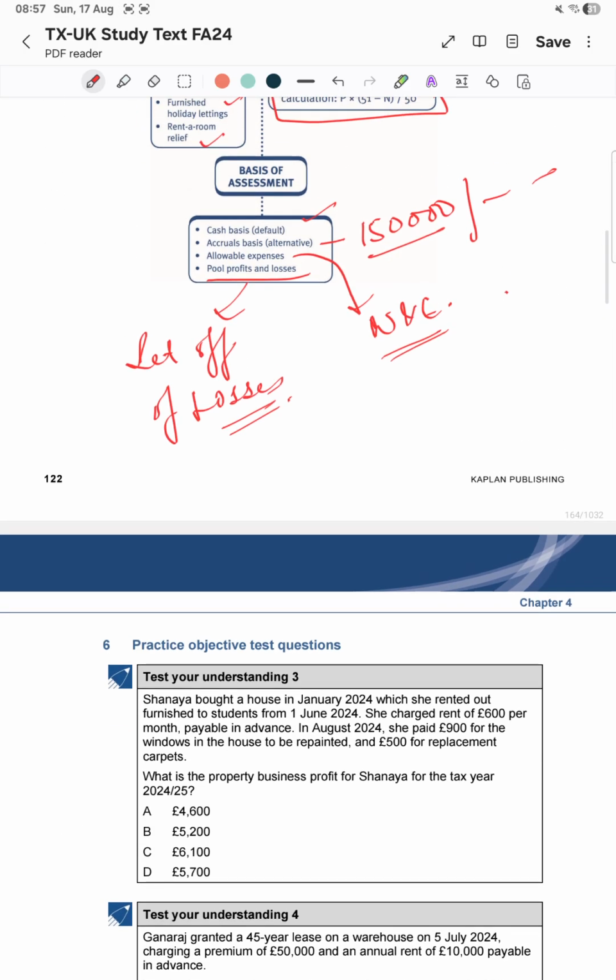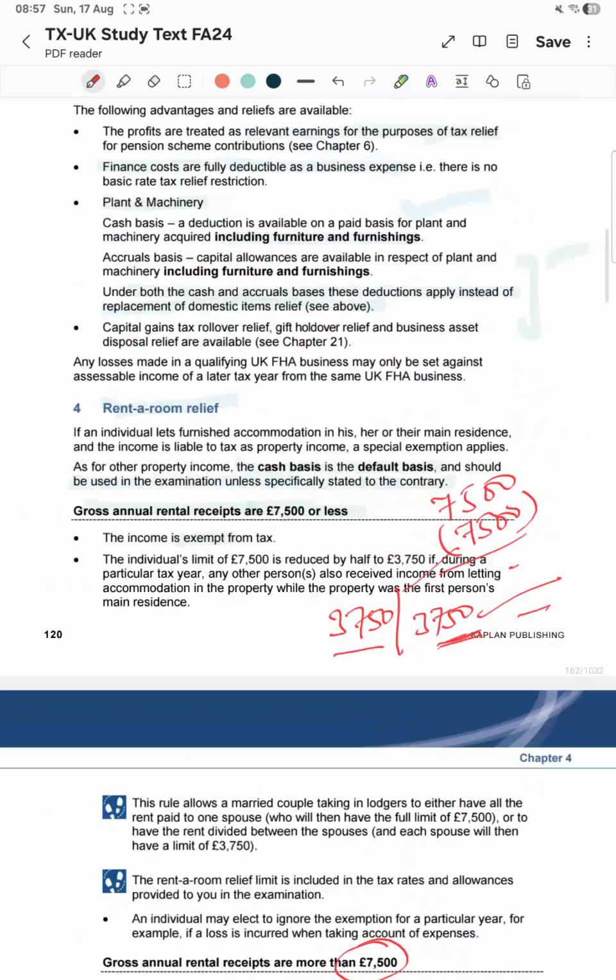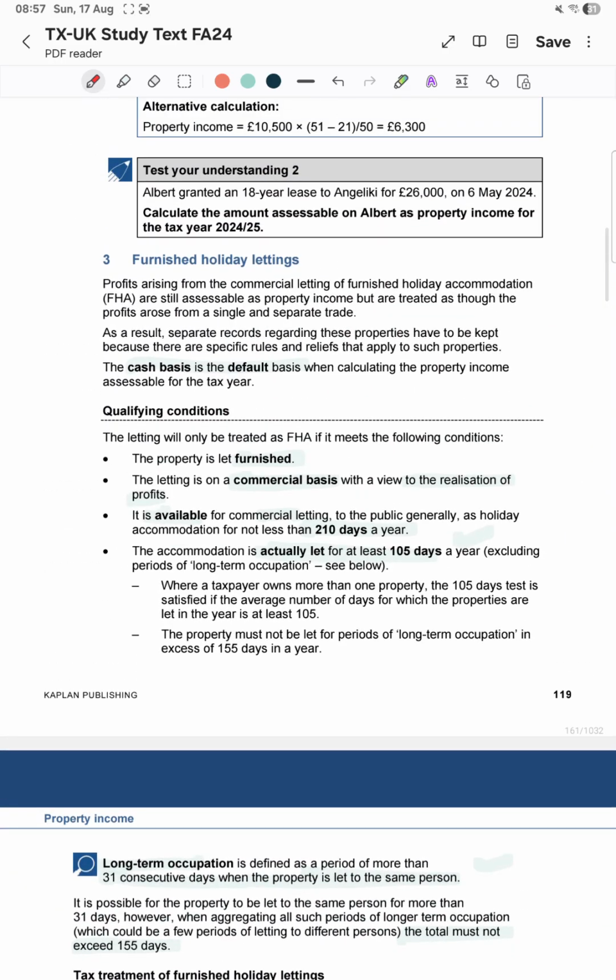Now you can go through the illustrations and test your knowledge questions, and if any illustration is not clear, then we can do it in the next video.